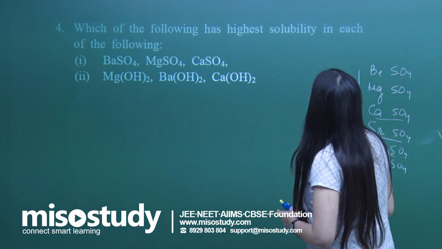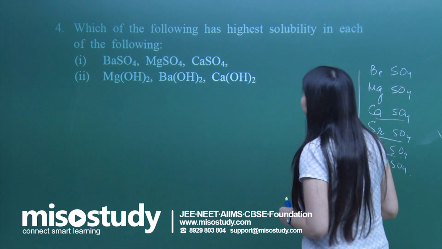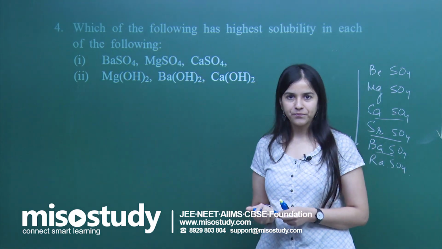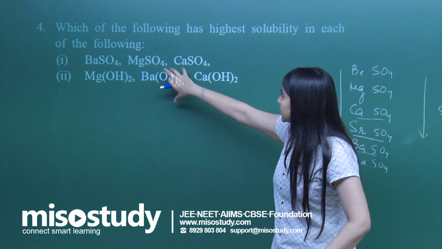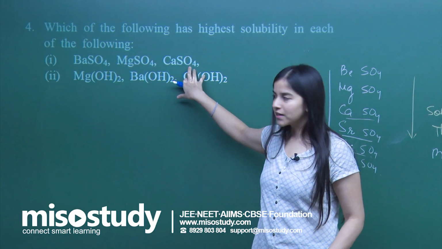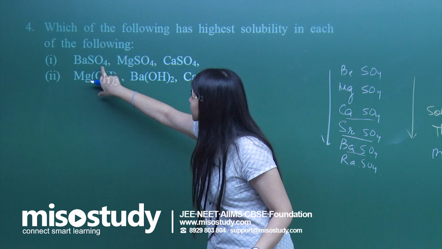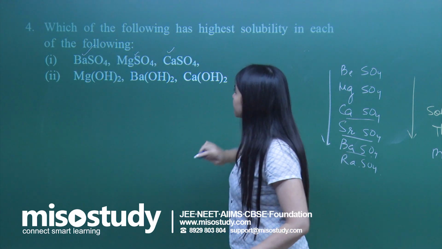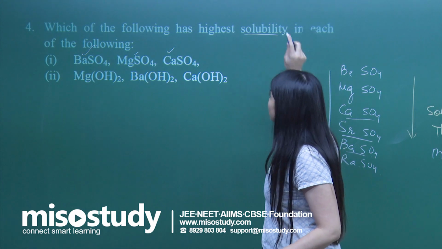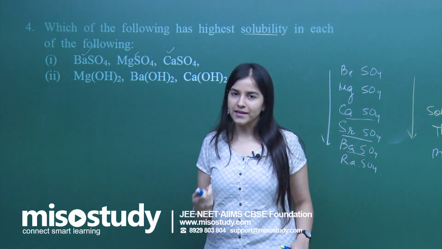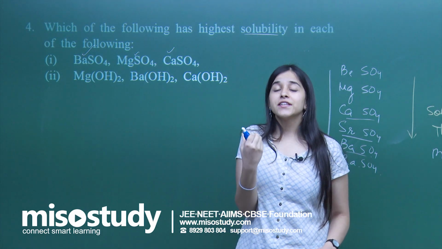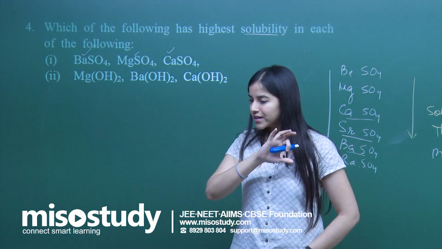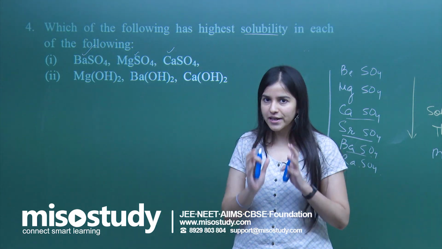Now, which of the following has the highest solubility in each of the following? See here, we have already discussed this in the case of sulfates. In the sulfates, barium, magnesium and calcium they have given. I need the solubility as I am moving down the group, as I told you. Now the hydration enthalpy is not that much. I am not writing the exact reason for you, I am just telling you here.